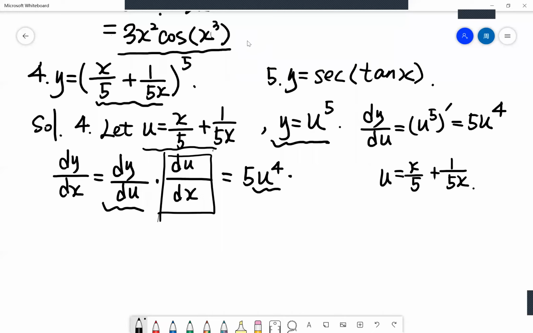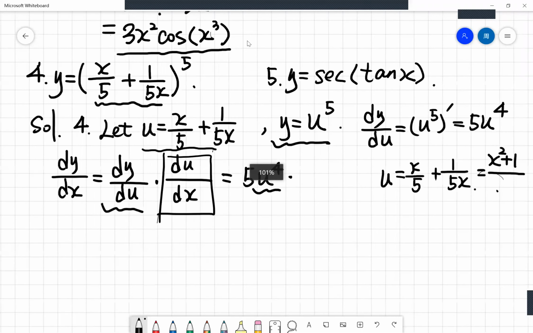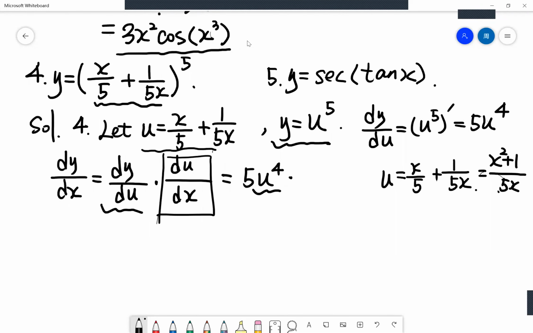And I noticed some students use the quotient rule here. Of course, it is okay, but don't make mistakes here. If you use the quotient rule, it should be written as (x squared + 1) over 5x, right? So you can use the quotient rule, or you can just calculate the derivative part by part.